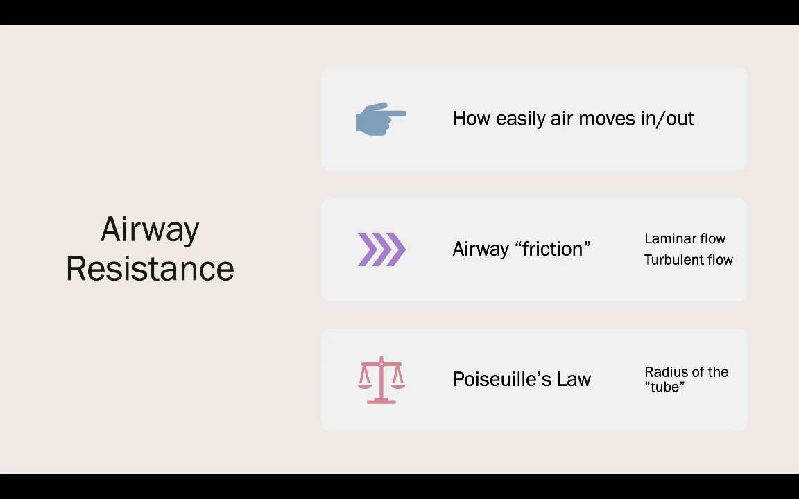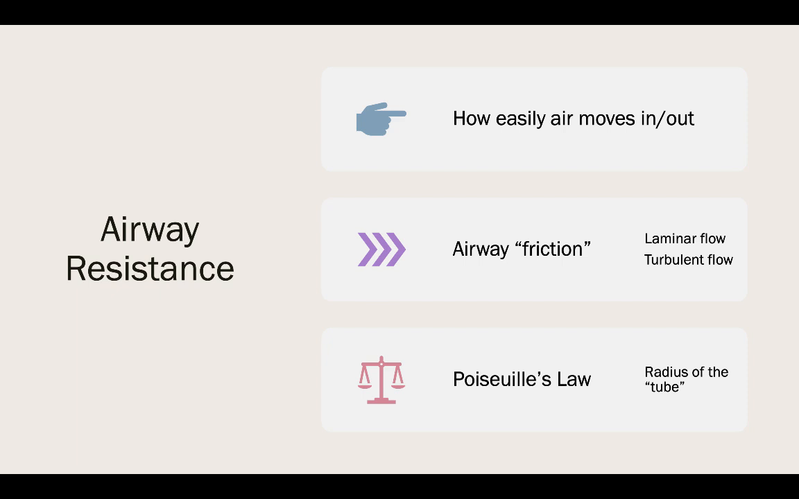We don't want turbulent flow, where the flow is just bouncing back and forth and back and forth as it moves down a tube. When we have lots of turbulent flow, we have a lot of airway friction. We don't want that. We want low airway resistance, and we want a good laminar flow.